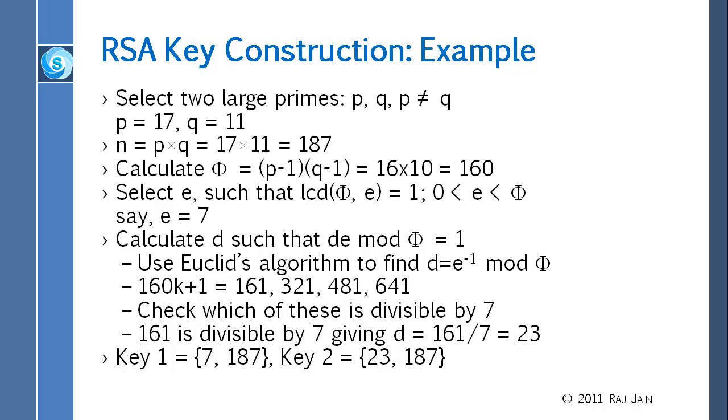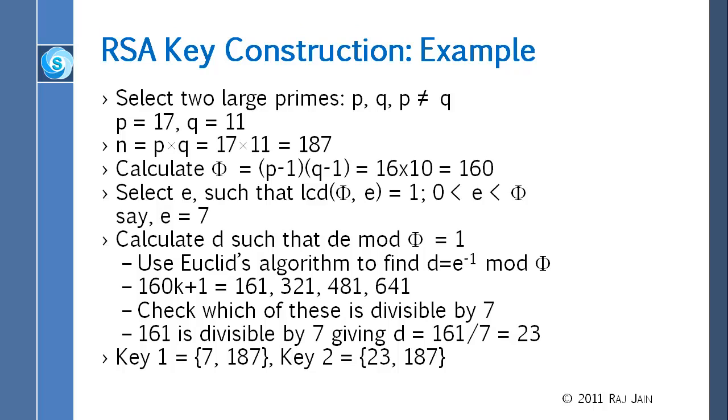And you have to find an E such that it is relatively prime to phi. So 160 means what numbers cannot be E? 2, 4, 6, 8, 16, 32 times 5. 160 is 32 times 5. So 2 and powers of 2 cannot be E, and 5 cannot be E. But other numbers such as 3, 7 could be E. So we select 7; we could have selected 3, but we select 7.